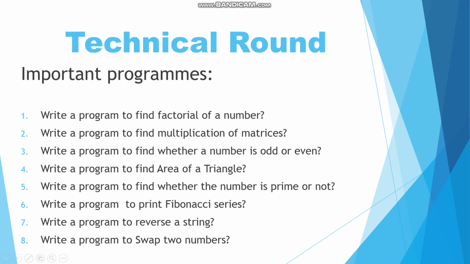Now coming to the important programs asked in the Cognizant technical round. They are: write a program to find the factorial of a number, write a program to find multiplication of matrices, write a program to find whether a number is even or odd, write a program to find the area of a triangle, write a program to find whether a number is prime or not, write a program to print the Fibonacci series, write a program to reverse a string, and write a program to swap two numbers. As you all know, these are the most asked programs in almost every interview. So you need to know all these basic programs and they will be asked in the Cognizant interview as well.